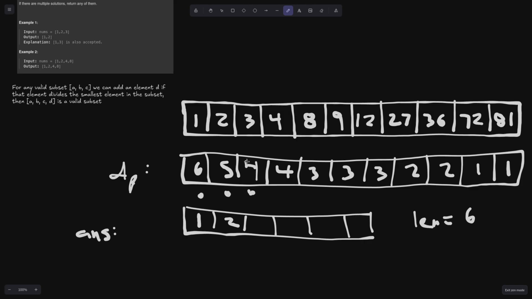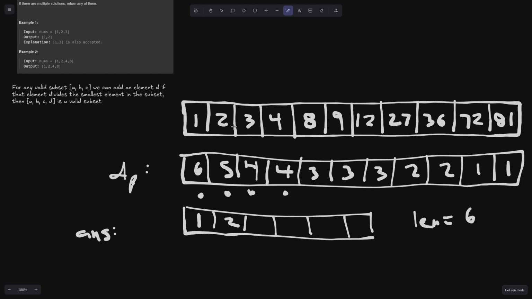Oh, we're at 4 now. This is cool. Let's put in 3. Well, this would actually be wrong. We want to find the next lowest DP value that also has a nums value which is divisible by the previous. So is 3 divisible by 2? No. So we would actually skip this.